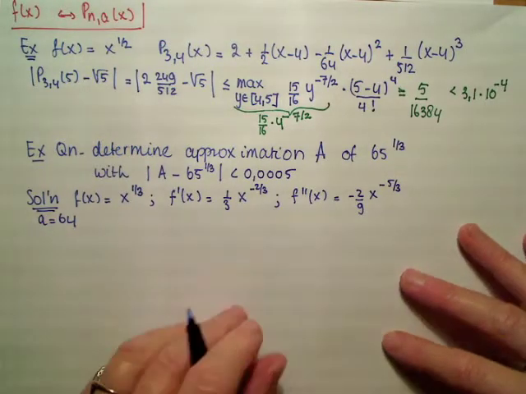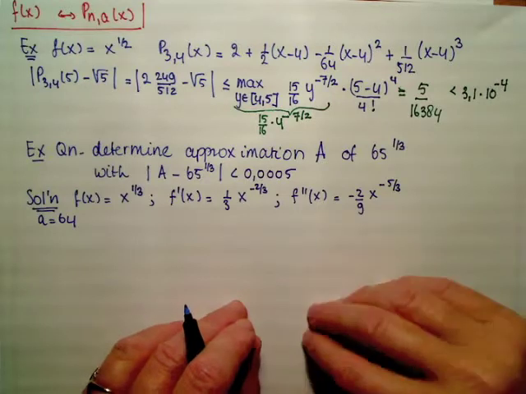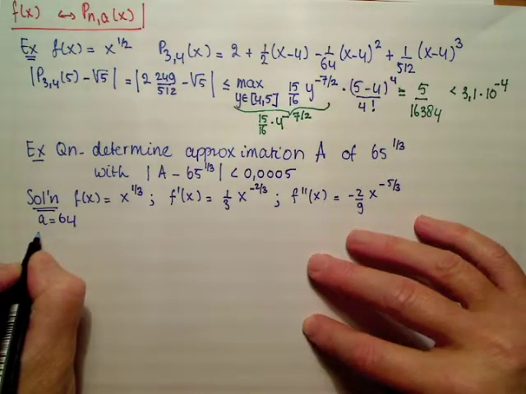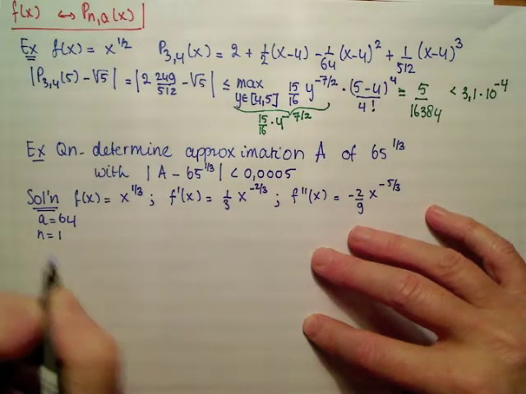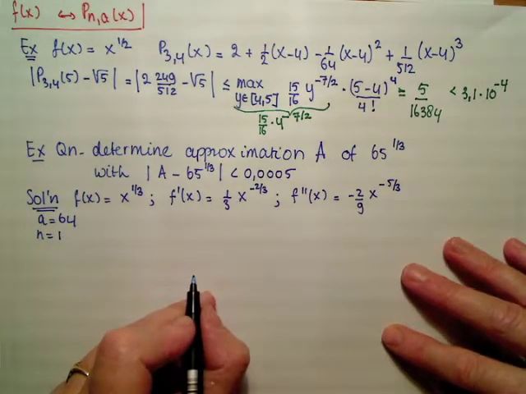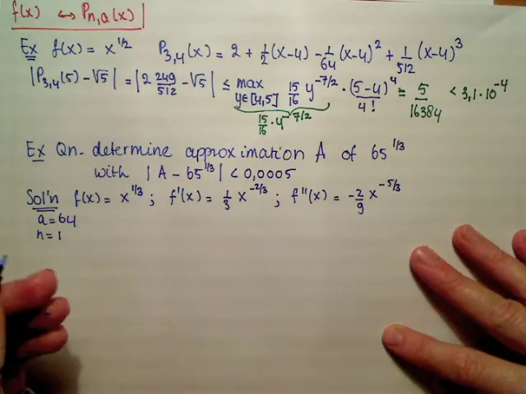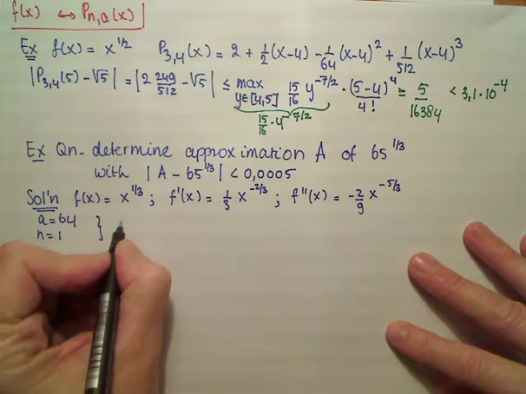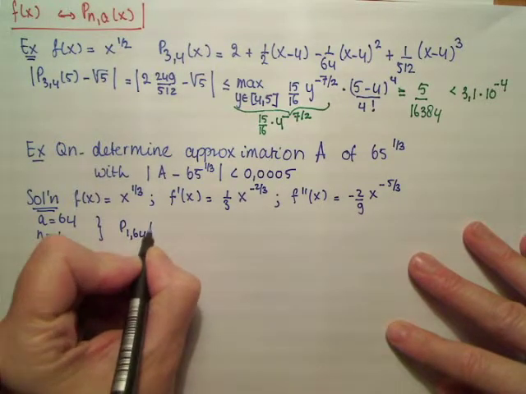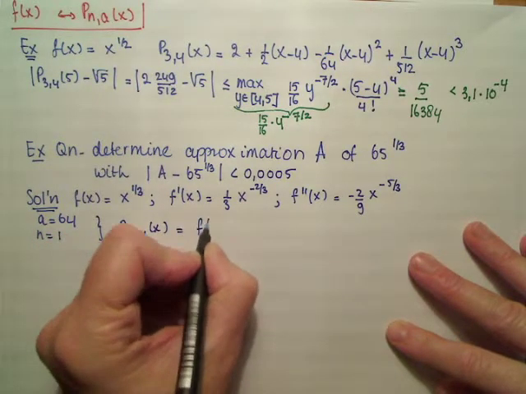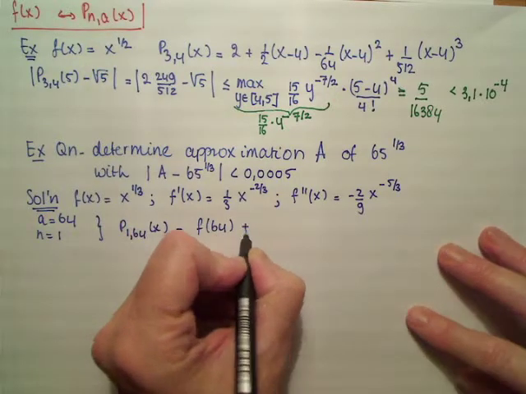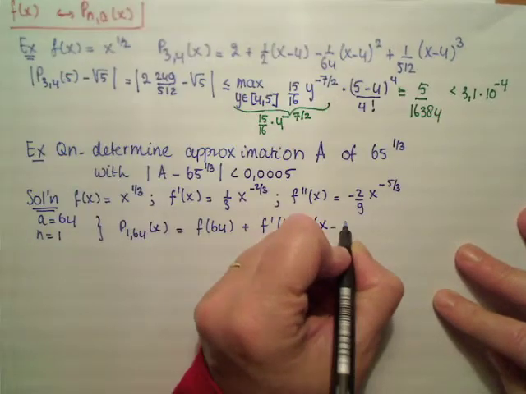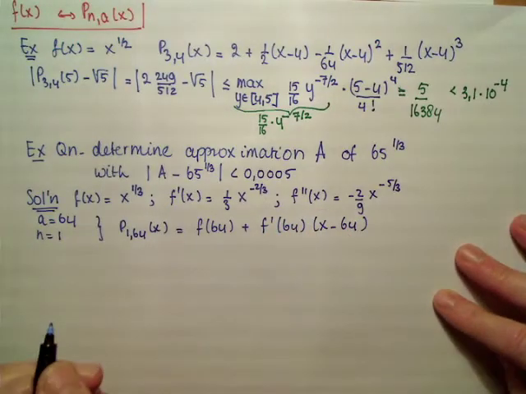Of course we could have taken any base point, but probably the order of the approximation has to be increased in that case, so it's better to choose a clever one. And we first try just a simple first order polynomial. So let's calculate the first order polynomial with base point 64. This is equal to the function value at 64 plus the first derivative at 64 multiplied by the difference of x and our base point 64.